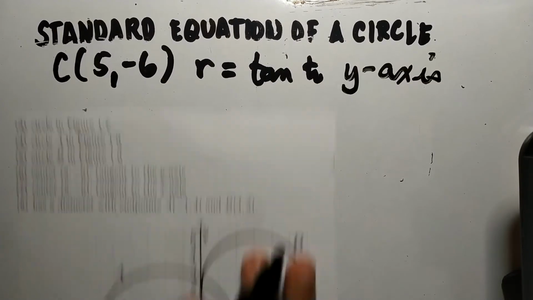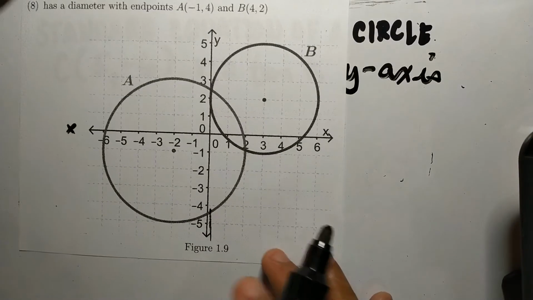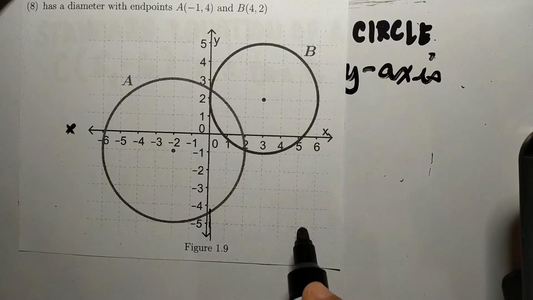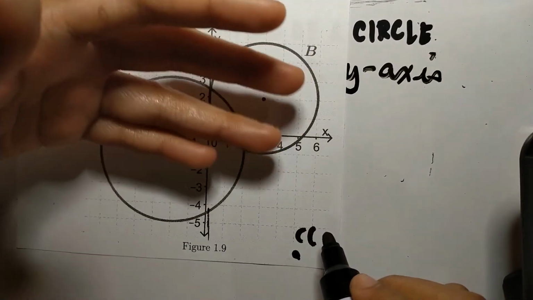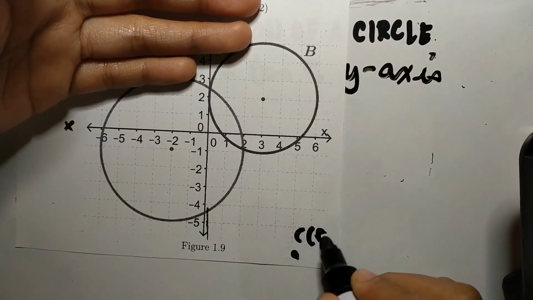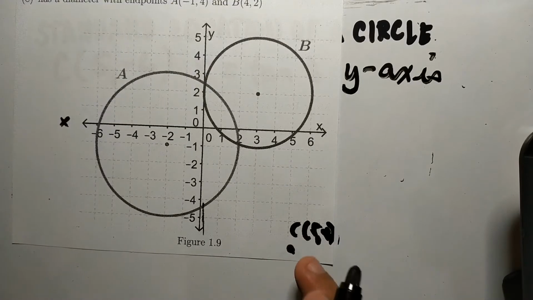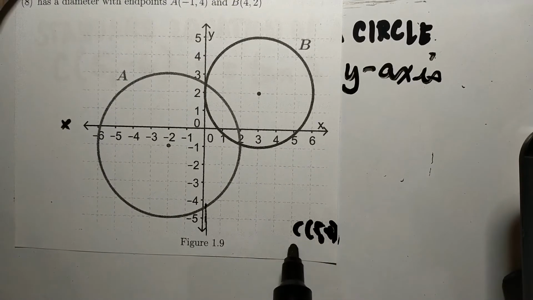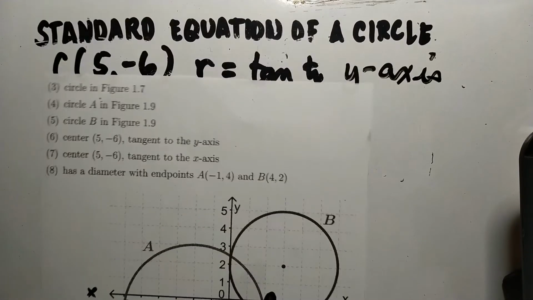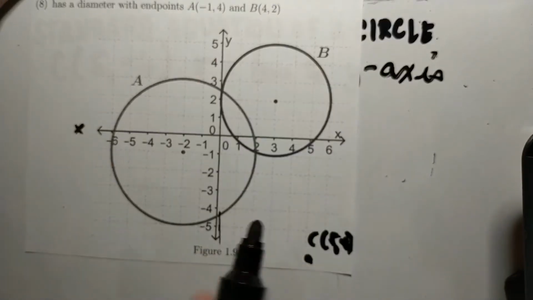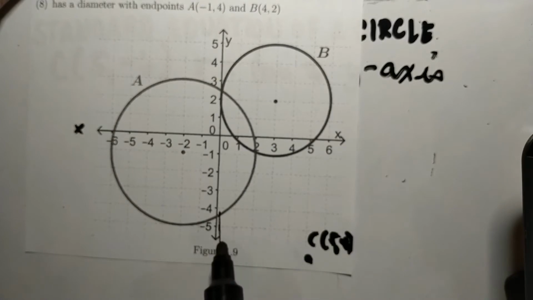So, paano mangyayari yun? For example, ito si 5, ito si negative 6. So, assume lang natin na dito yung center. So, this is center 5, negative 6. So, kunwari nandiyan siya. So, itong center na to, magta-touch daw yung circle sa y-axis. Ito yung y-axis. So, dito daw magta-touch yung circle.